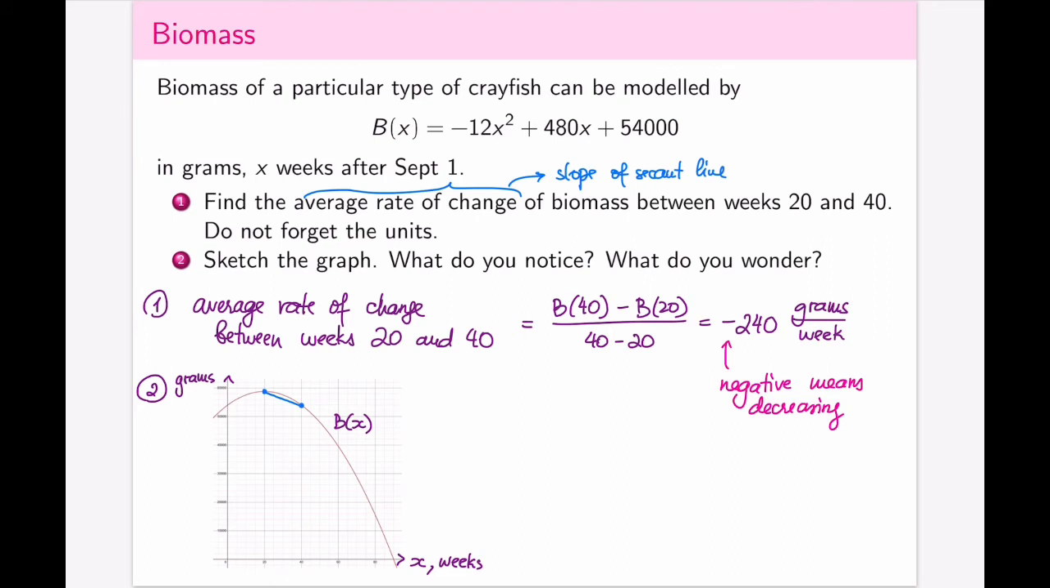So once again, we notice that in the beginning, the biomass is increasing and then it starts decreasing. And in particular, in the weeks 20 to 40, we're seeing a general decrease. If we're wondering about the highest biomass, the graph can be helpful in approximating the highest point. Here it's about 20, but this is just an approximation. This isn't really a definite answer.